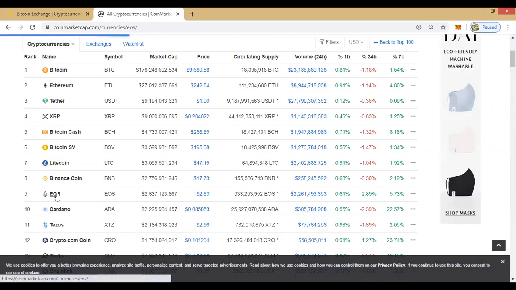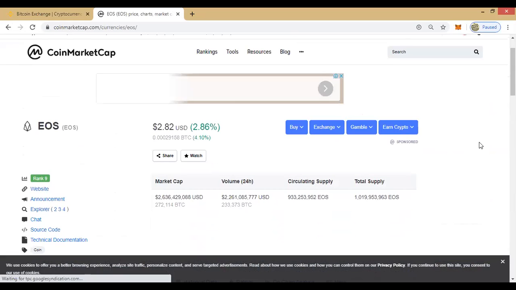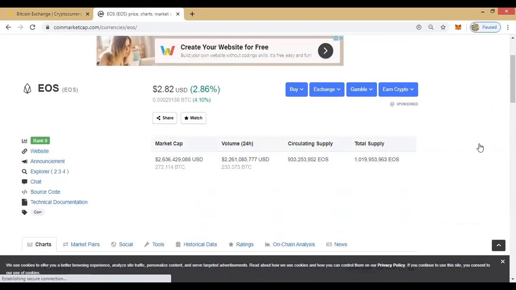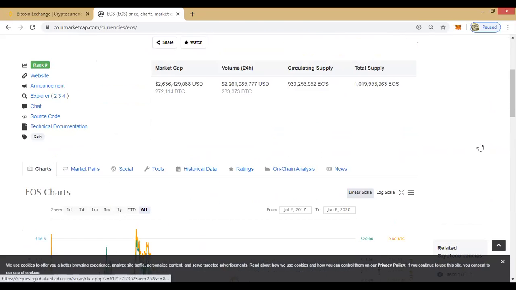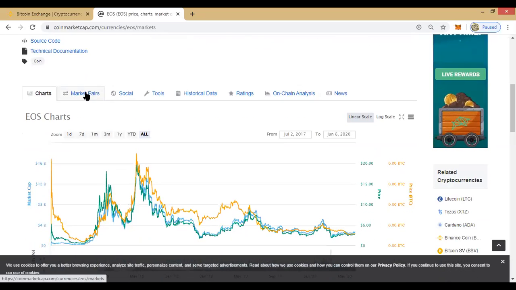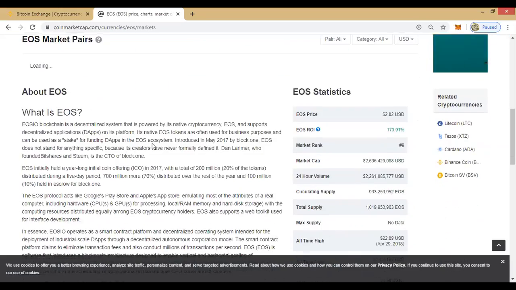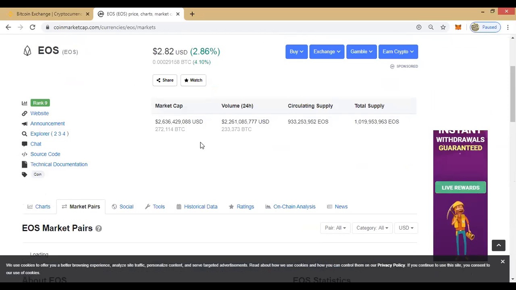Let me explain something, because I told us there that when you come to this market cap, it shows you more information about the coin. And not only does it show you more information, it equally tells you where you can trade it. So for you to know where you can trade the very coin you've analyzed or chosen to trade, you can always go to market pairs. Okay, sorry, it's not market pairs.